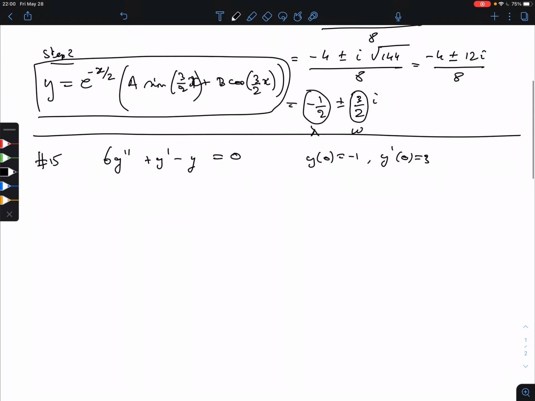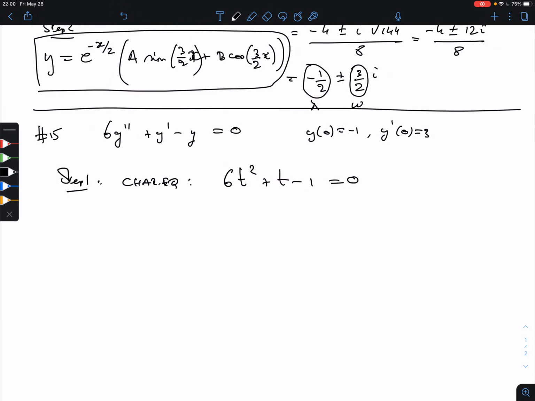Okay, so step 1, the characteristic equation. That's 6t squared plus t minus 1 equals 0. Again, it's not the nicest form, but I would always try the AC method before you go to the quadratic formula. So here a is 6, c is negative 1, so AC is negative 6, and b is 1.